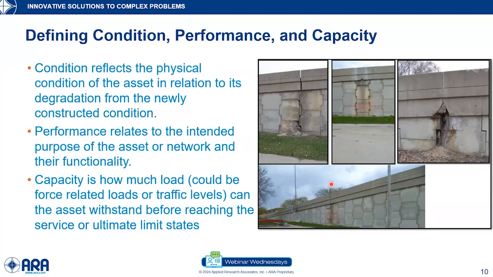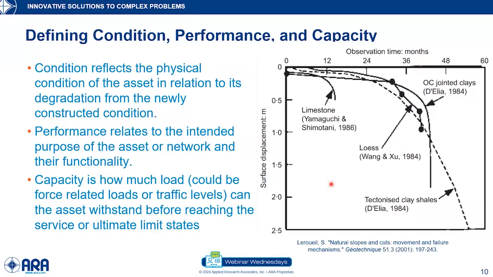Now, the third point is the capacity, which also relates sometimes to performance. It's how much load, it could be force or it could be traffic, the asset can withstand before it reaches a limit state. It could be a serviceability limit state, or strength, or ultimate limit state. So that is the capacity, and it also relates in some sense to performance and probabilities of failure. So these are three different components.